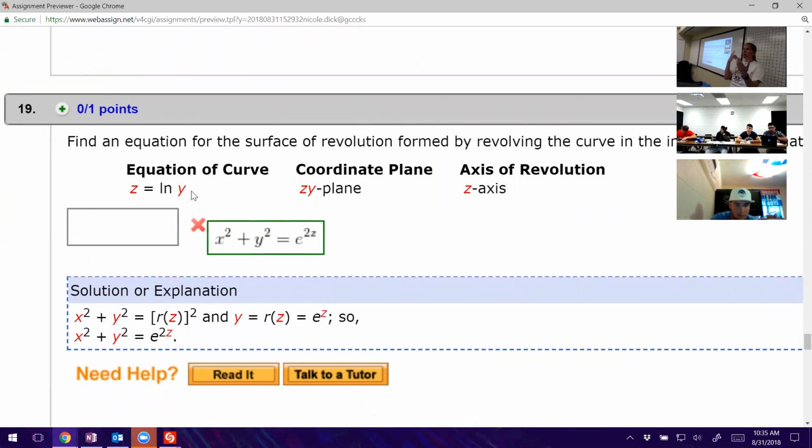Well, since we're rotating about the z-axis, the generating function has to be in terms of z. So if we go back and solve that equation for z by using the exponentials, you just square it, and that's where the 2x comes from. So whatever axis you're rotating about, you're going to have the other 2 variables squared equals, and then the right-hand side of the equation is going to be in terms of that same variable you're rotating about.